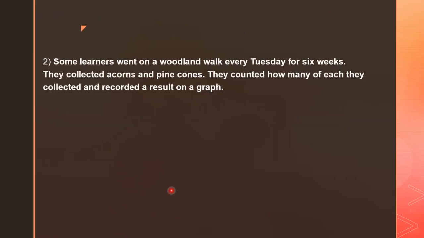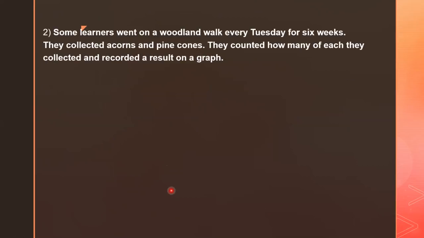Okay, here comes the second question. Some learners went on a woodland walk every Tuesday for 6 weeks. They collected acorns and pine cones. They counted how many of each they collected and recorded the result on a graph. Explain why it is not appropriate to join the points together.